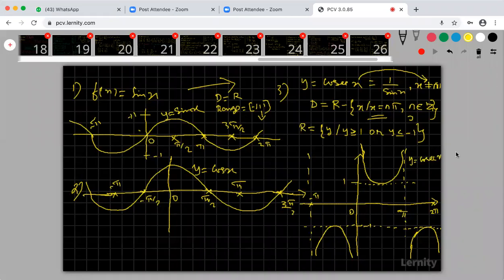Please take that. You go to the next, secant x, based on cos x.